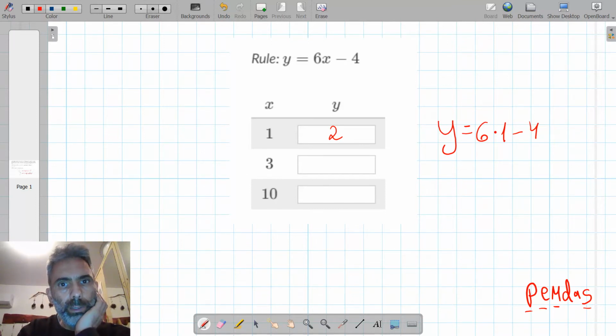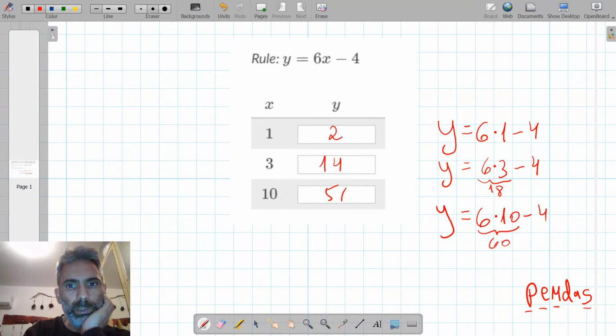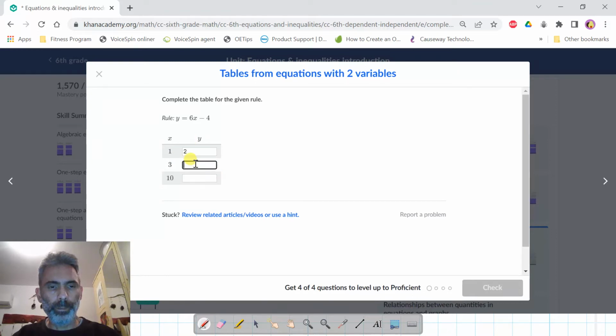If x equals 3, then y equals 6 times 3 minus 4. So 6 times 3 is 18, minus 4 is 14. So in this case, y equals 14. And if x equals 10, then 6 times 10 minus 4. We do multiplication first. 6 times 10 is 60, minus 4 is 56. So the y values are 2, 14 and 56.